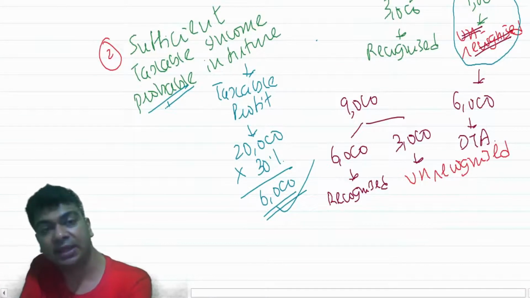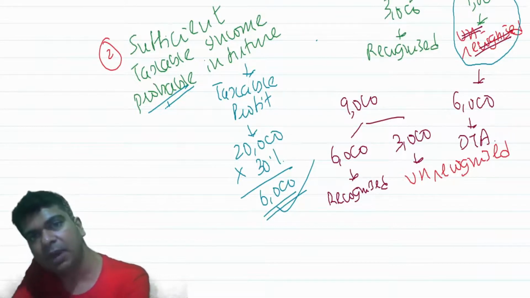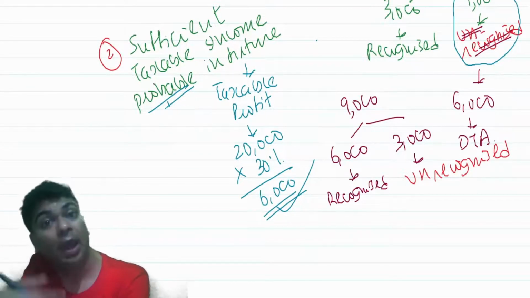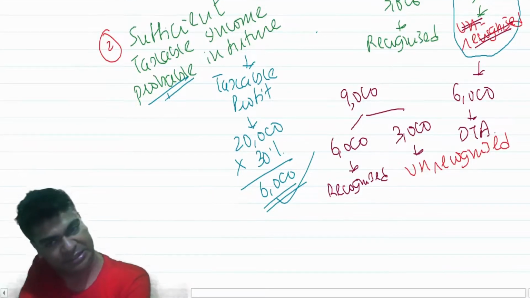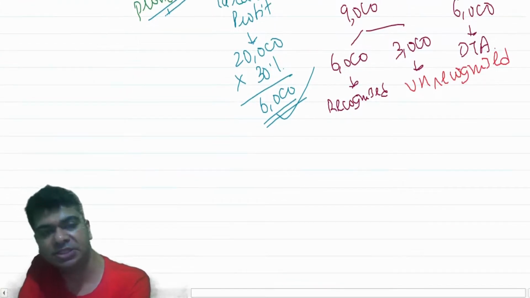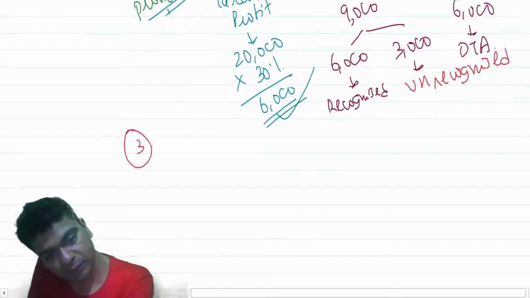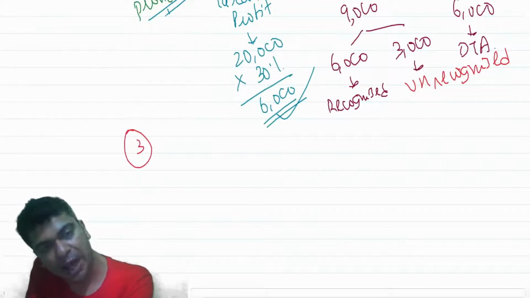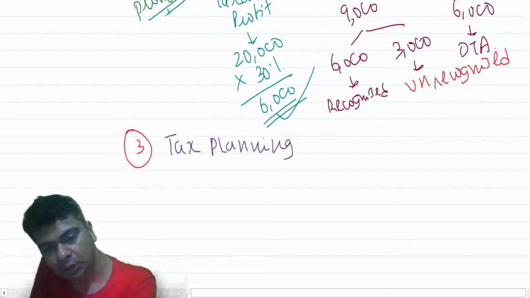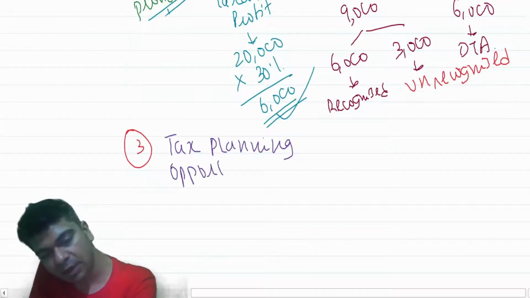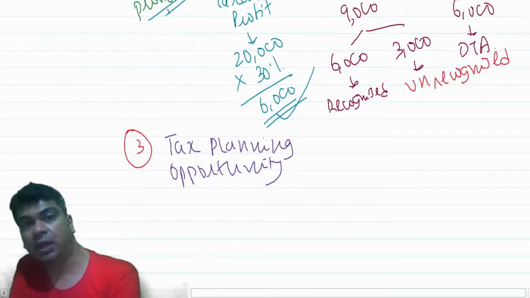Now that you have applied the second step, and if you are still having unrecognized DTA, then we will apply the third and the final step. As I said, chronological order, right? Now we look at the third and the final step for recognizing the DTA. Third step, what exactly is it? The third step is, are there any tax planning opportunities available? Is there any tax planning opportunity available? And based on that, I may recognize the DTA.